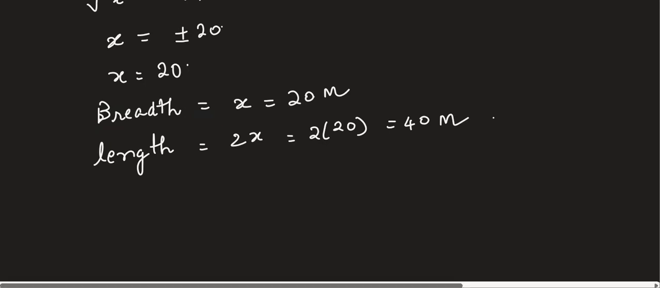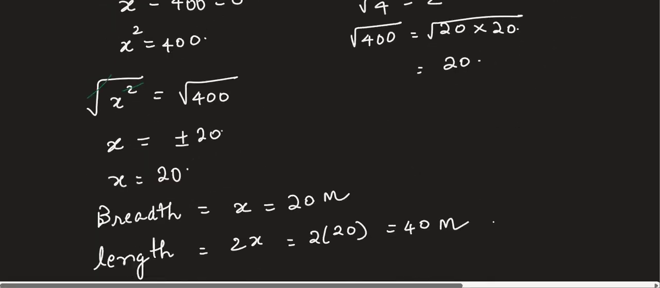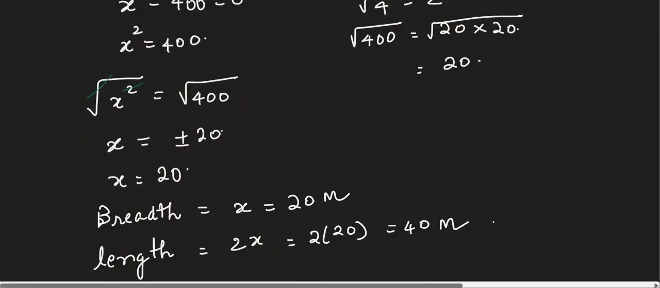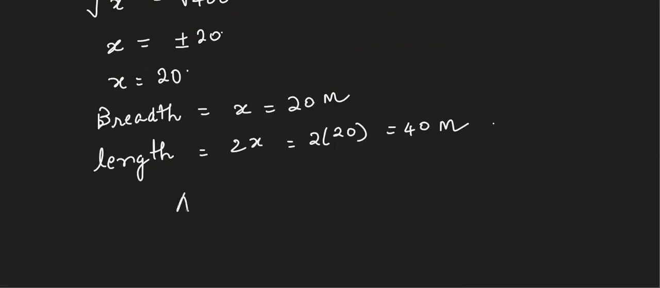Okay, so hope it's easy for you. So if you want to verify, find the area now. The answer we should get is 800 meters square. So now area is equal to L into B. So L is 40, so 40 into what is B here? B is 20, which is equal to 800 meters square.